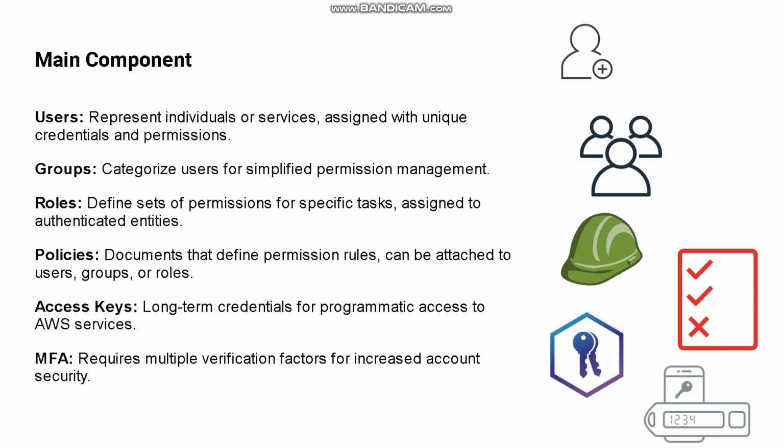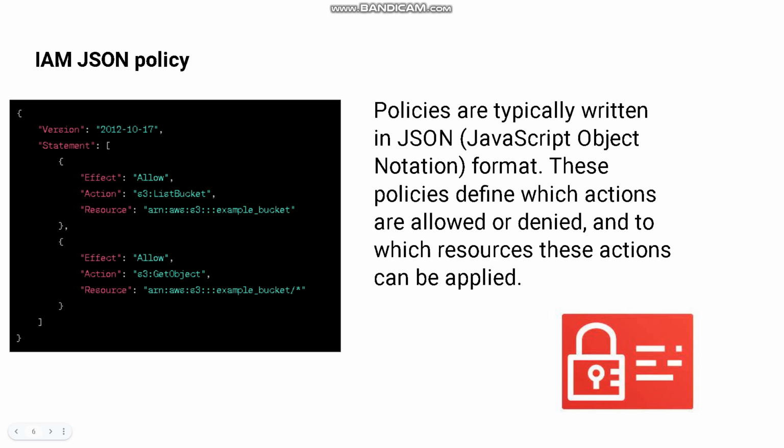And the last one is the MFA that I've mentioned a few times. It requires multiple verification factors for increased account security, like using an authenticator application on your phone to get a security code during the login process. And lastly, we have the IAM JSON policies. Policies are typically written in JSON format.